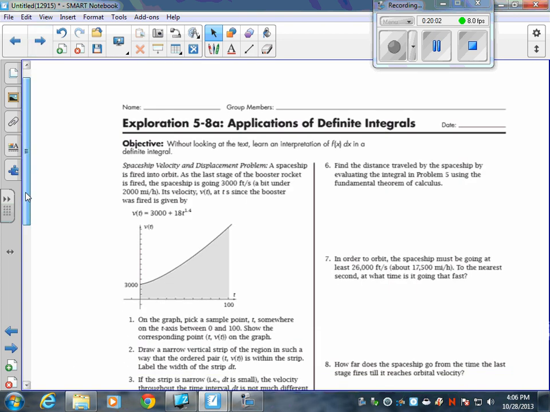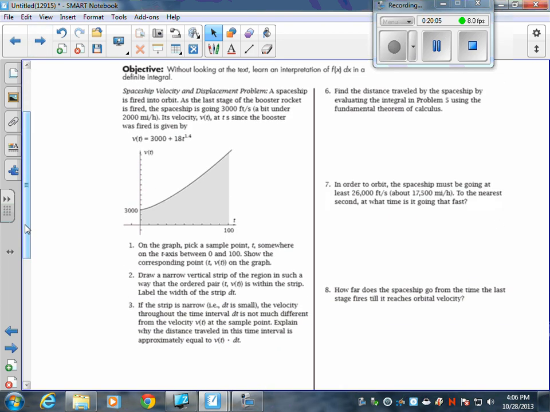Exploration 5.8. We're not going to do all of this. I just want to get the basic understanding of what's going on when we're doing a definite integral. So in 1, 2, and 3, it talks very specifically about what we're trying to do. Basically, we're picking a point t and drawing ourselves a little strip, so to speak. Eventually we're going to call this little strip a rectangle, and that's going to help us evaluate some other things. But this is our little strip, or rectangle, whatever you want to call it.